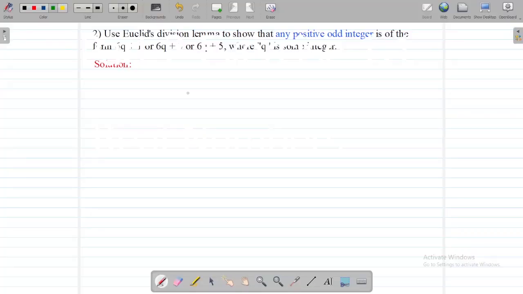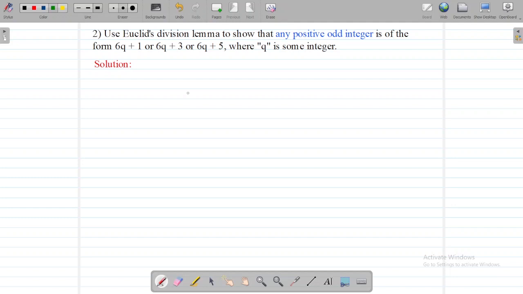Welcome students, this is the second part of our series Real Numbers of class 10 Telangana syllabus as well as AP syllabus. So today we are going to discuss the second problem of this exercise 1.1.